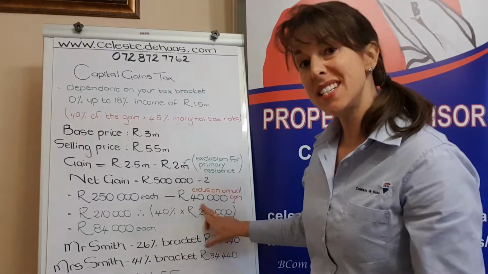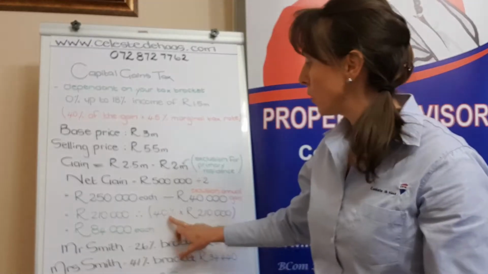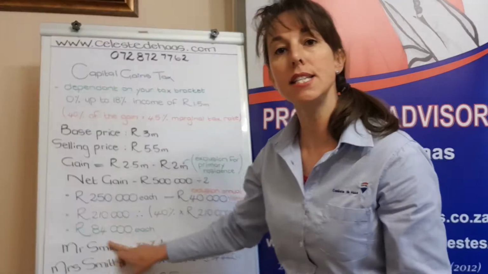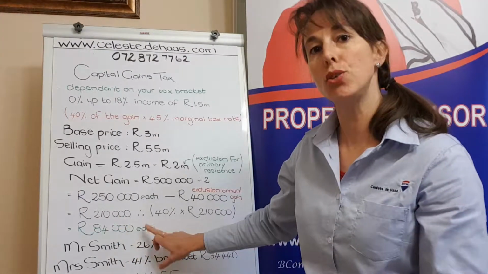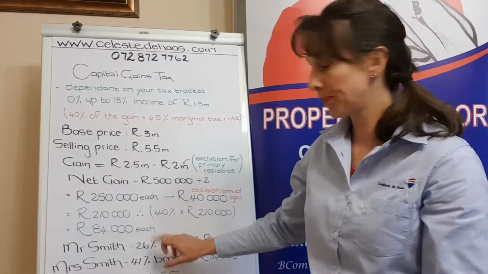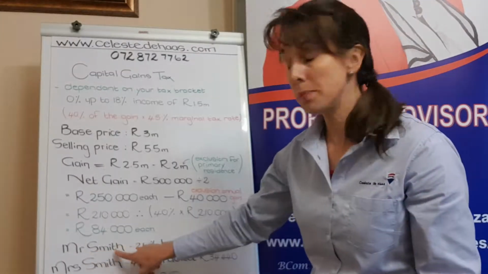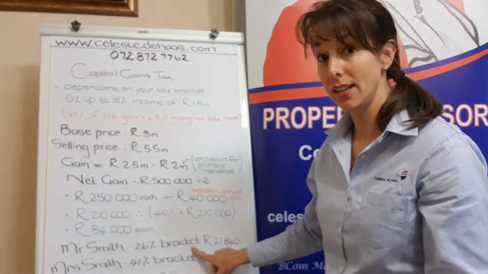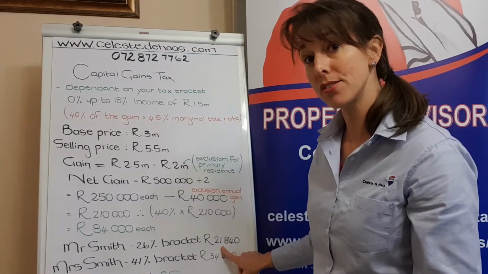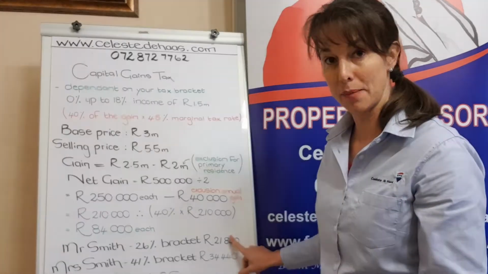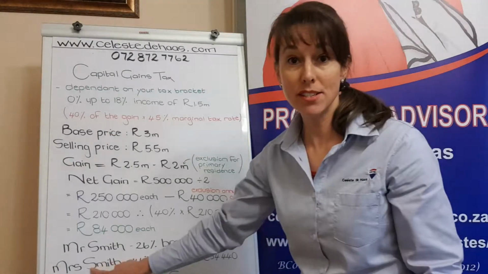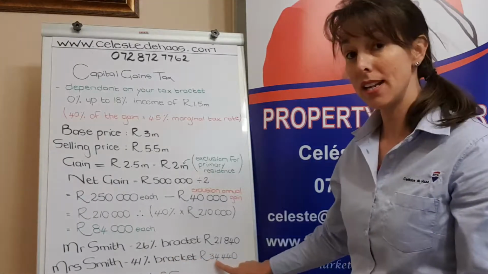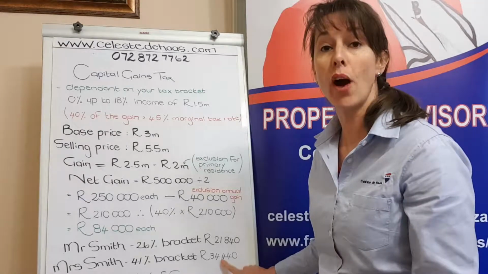To work out the taxable income on that, we take 40% times 210,000 rand, gives us 84,000 rand each that they need to add to their income tax as an income. If Mr. Smith falls into the 26% tax bracket, he will pay, listen carefully now, 21,840 rand capital gains tax. If Mrs. Smith falls into the bracket of 41%, she will pay, listen carefully, 34,440 rand.